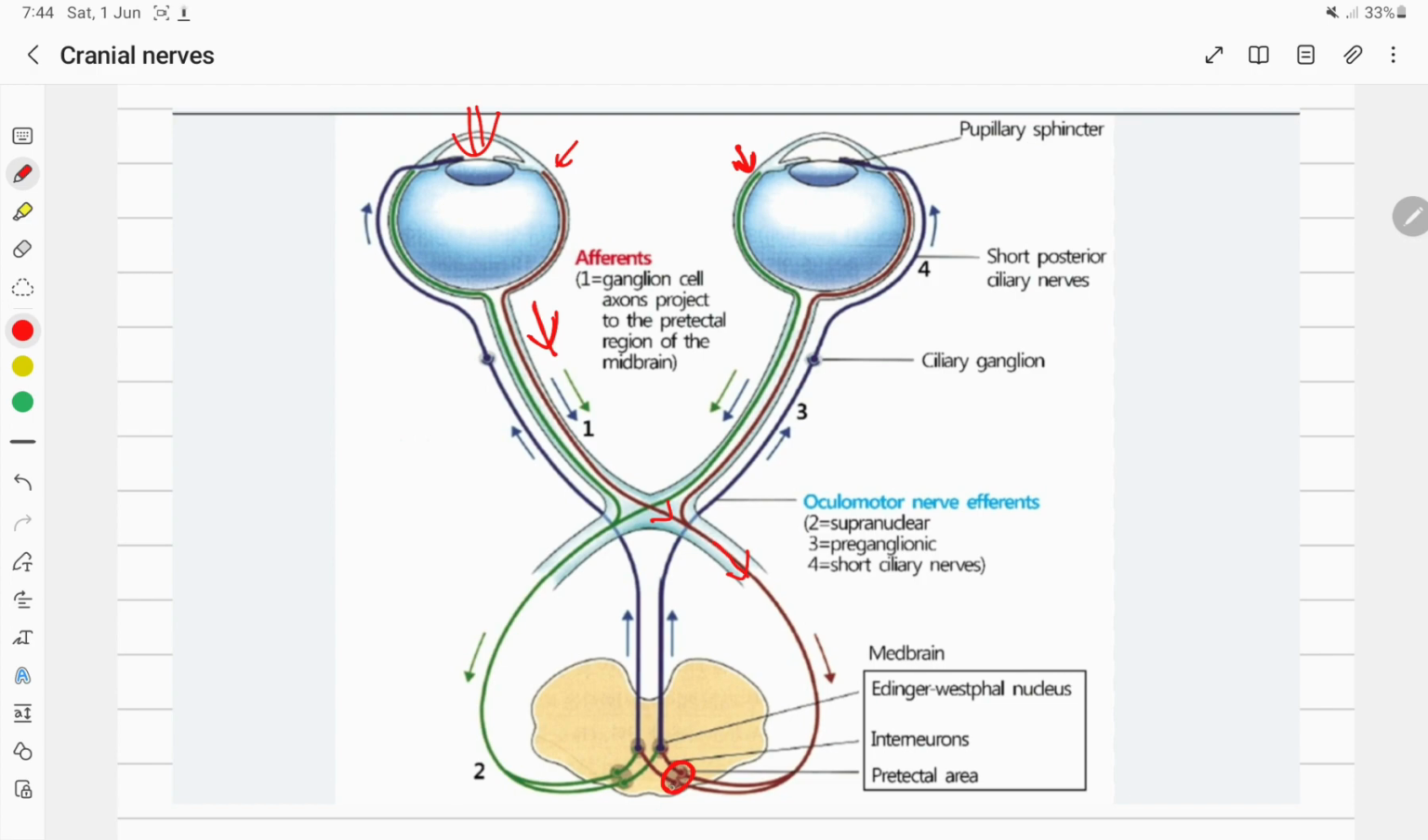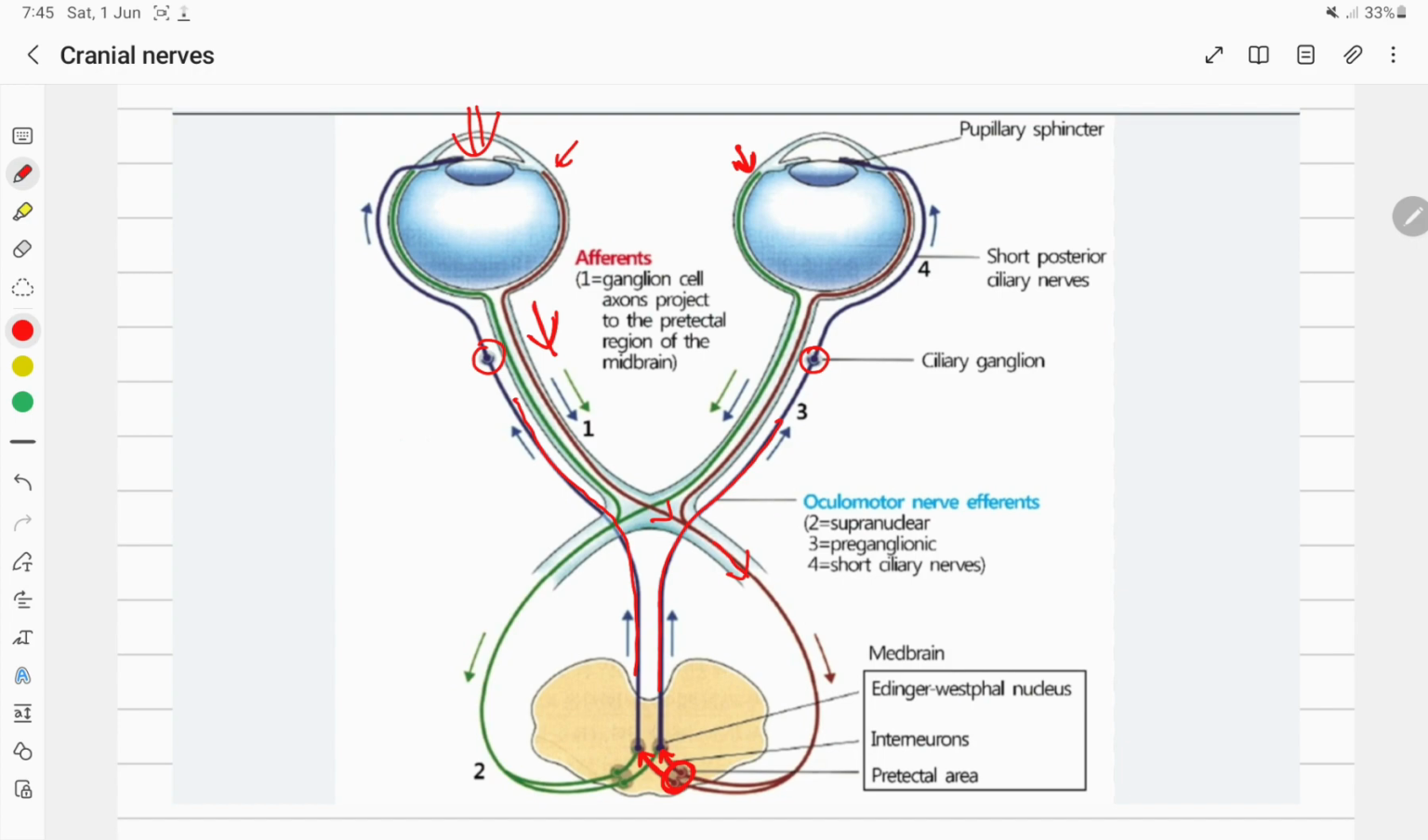From the pretectal nucleus, you can see the fibers given to the Edinger-Westphal nucleus of the oculomotor nerve on both sides. You can see from one pretectal nucleus, the fibers going to both Edinger-Westphal nuclei of the oculomotor nerve. So from the Edinger-Westphal nucleus of the oculomotor nerve, the preganglionic parasympathetic fibers are going towards the ciliary ganglion of both sides.